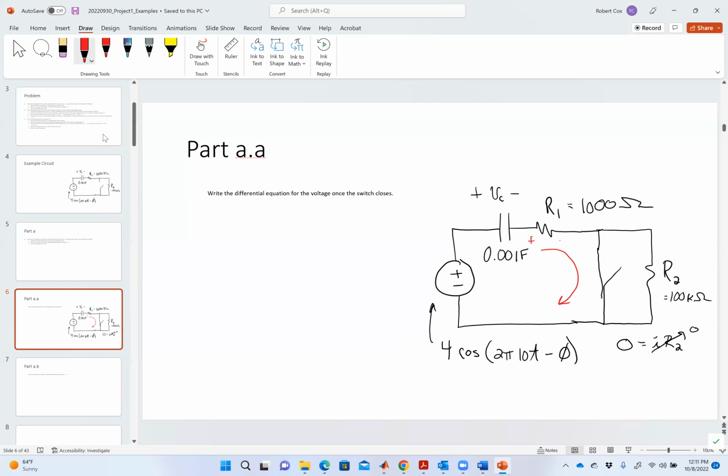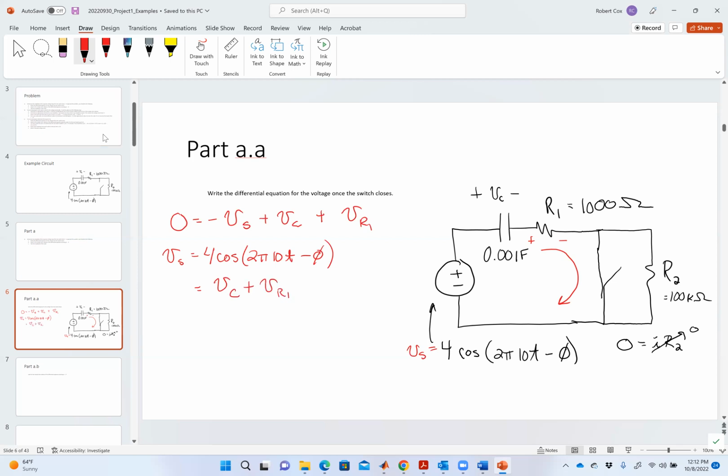Now, when I do my KVL, I put plus minus on my resistor there, and there's a plus minus on my capacitor already. So I say by KVL, 0 equals negative V sub S, and let me state that V sub S is the source voltage, okay? Negative V sub S plus V sub C plus V sub R1. All right, now what I do there is I just follow minus to plus, plus to minus on the capacitor, plus to minus on the resistor. So that means that V sub S, or 4 cosine(2 pi 10t minus phi), equals V sub C plus V sub R1.